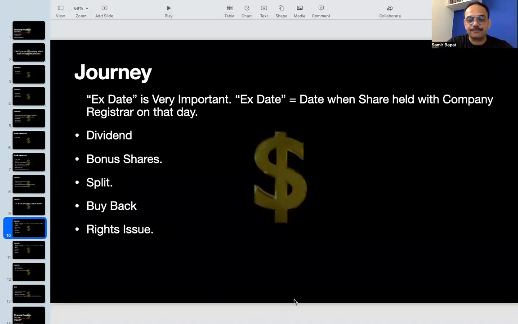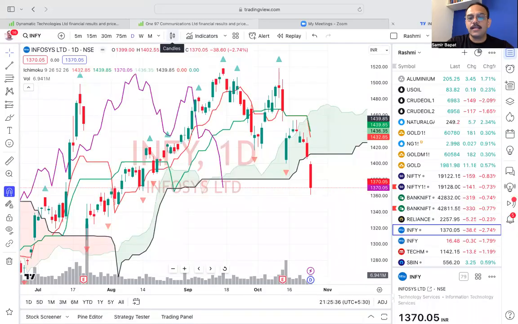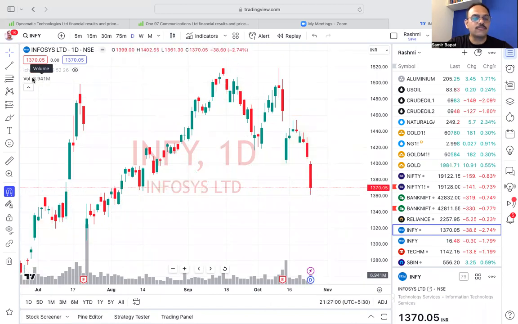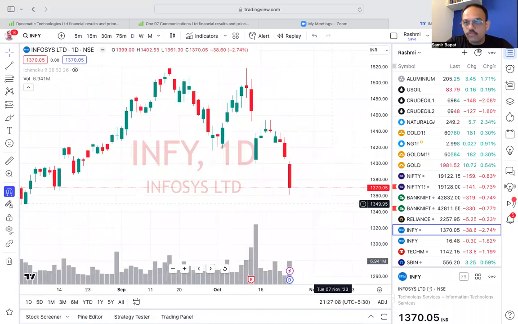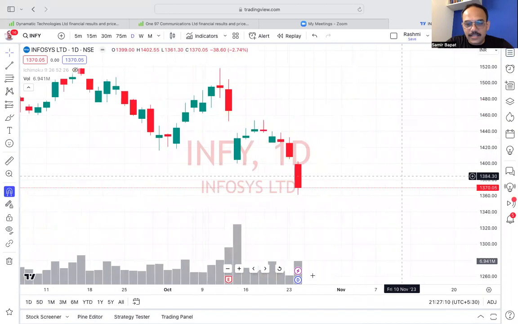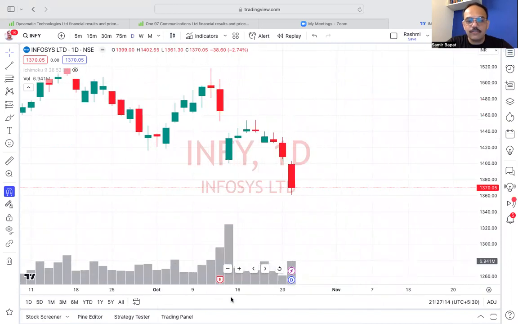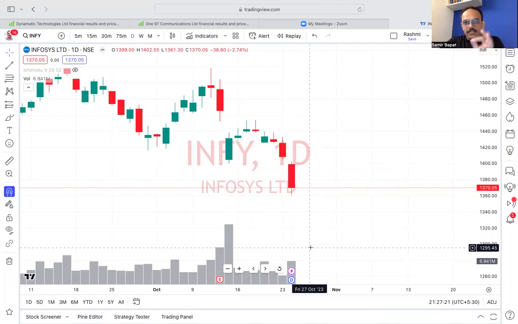Let's take one example. Now, if I see here Infosys, and if you can see, there is a D at the bottom. I'll remove other clutter from here. I'll remove this also. Okay, if I zoom in, you can see there is a D written here. Can you see the D here at the bottom? Yes? Okay, so this is the ex-date.